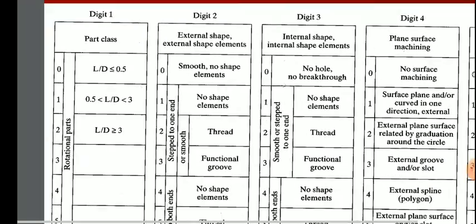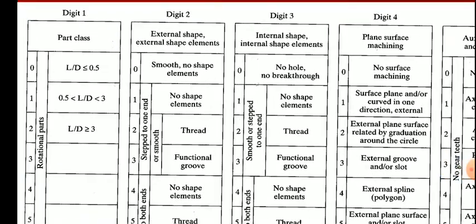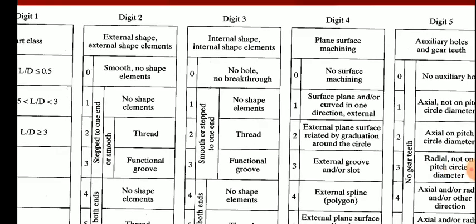You have to look at the procedure of the OPTIZ coding system. First, part class. L by D less than or equal to 0.5 represents 0. 0.5 less than L by D less than 3 represents 1. So we have to make the form code for the first digit as 1.